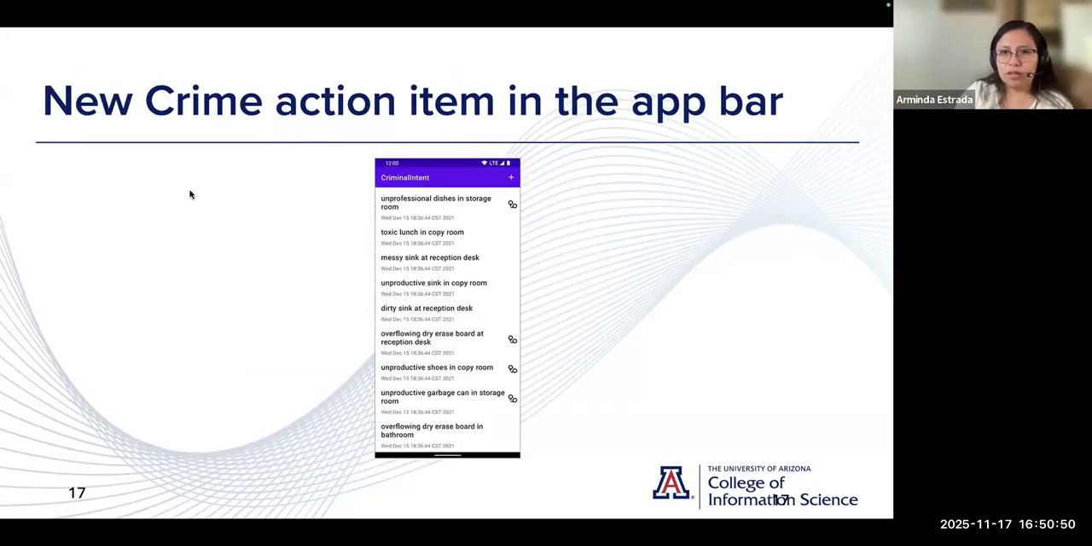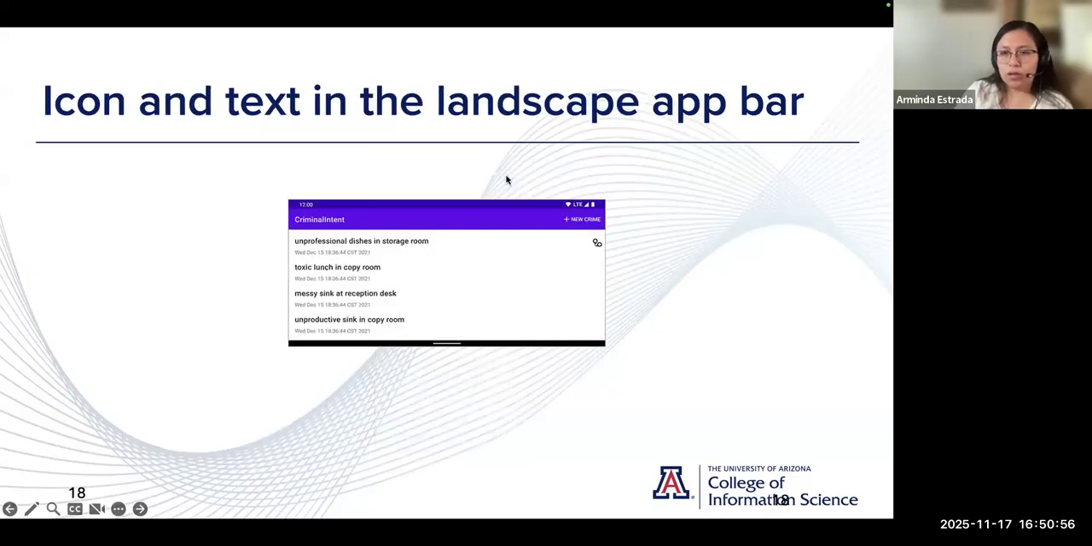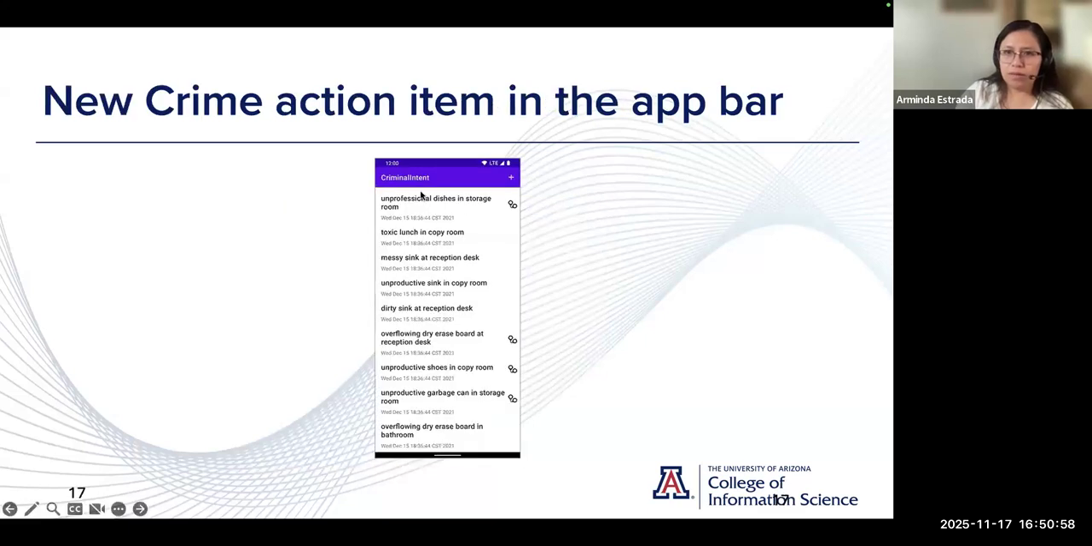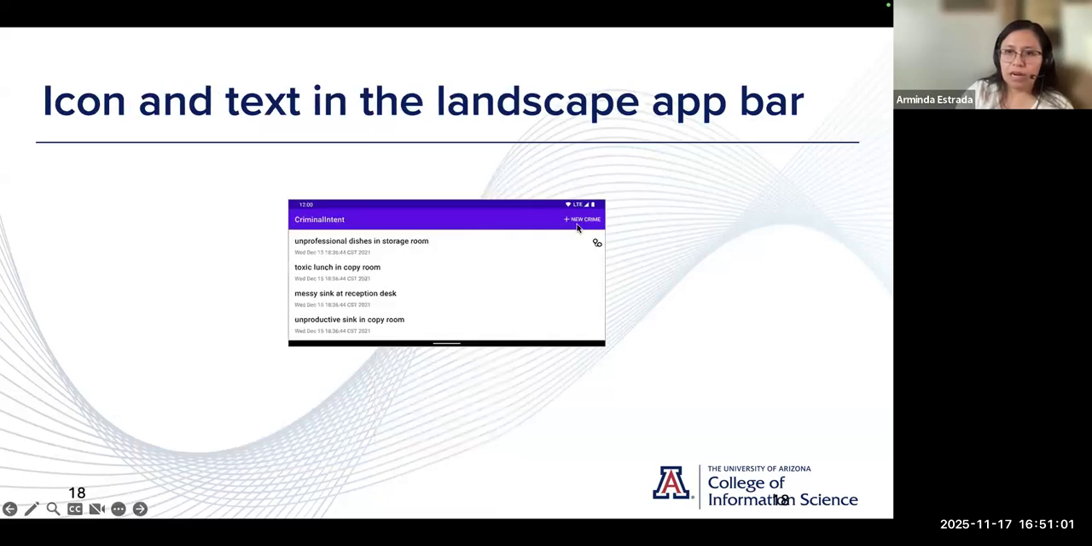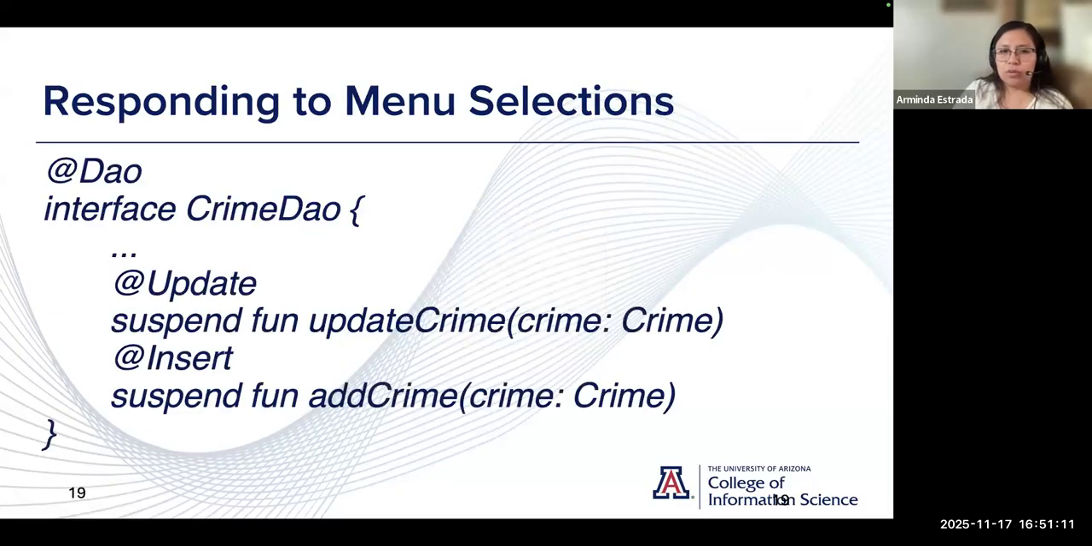So this is how it looks. So the new crime action item is in the app bar right here. When you do it in landscape, so notice here, right, we just have the plus, but when we put it in landscape, we actually get the name of it. So in this case, the name of the action called new crime. And this is why we define it in our string. Okay. All right, so responding to menu selections, how do we do that?